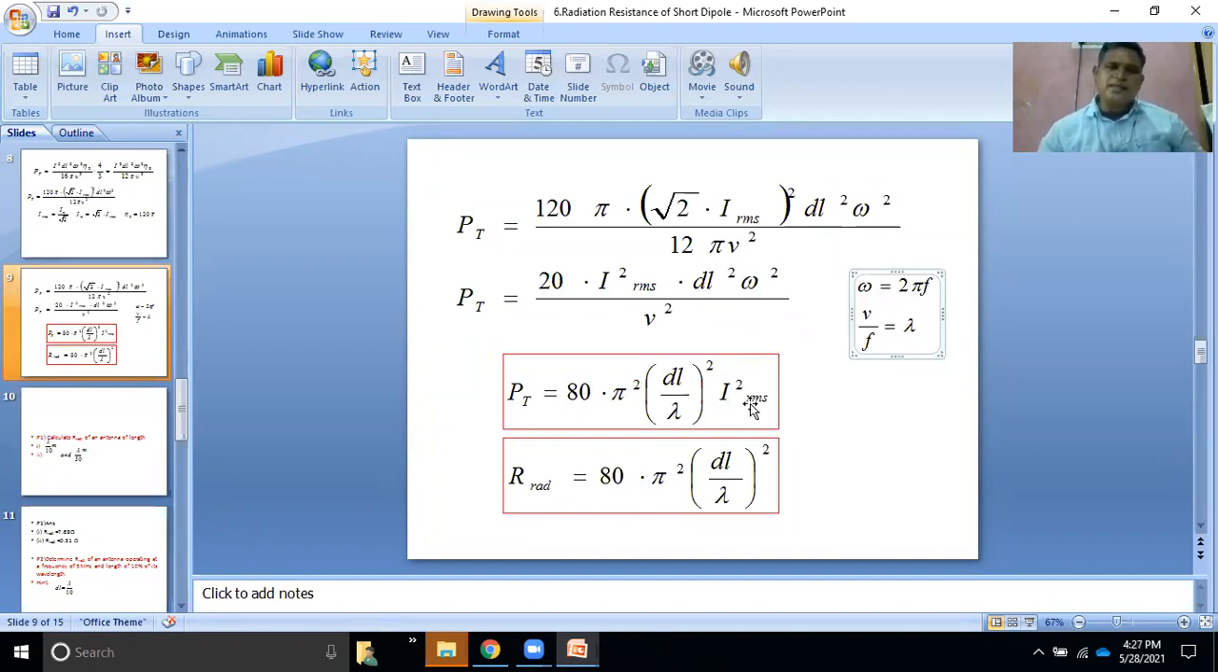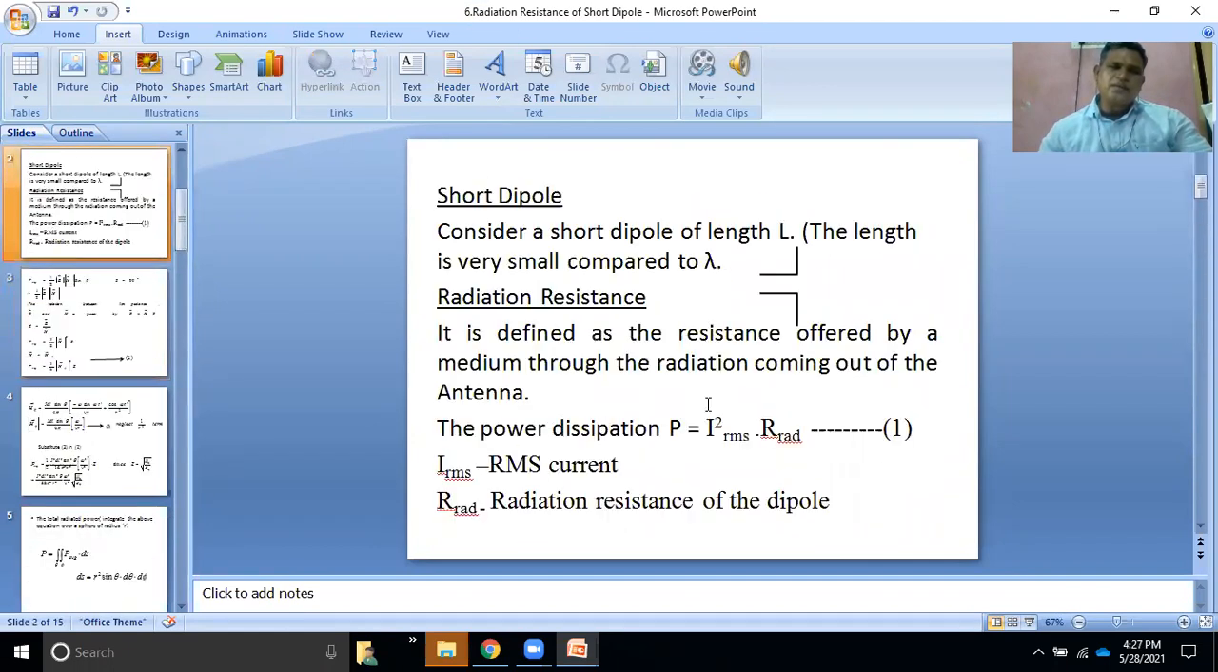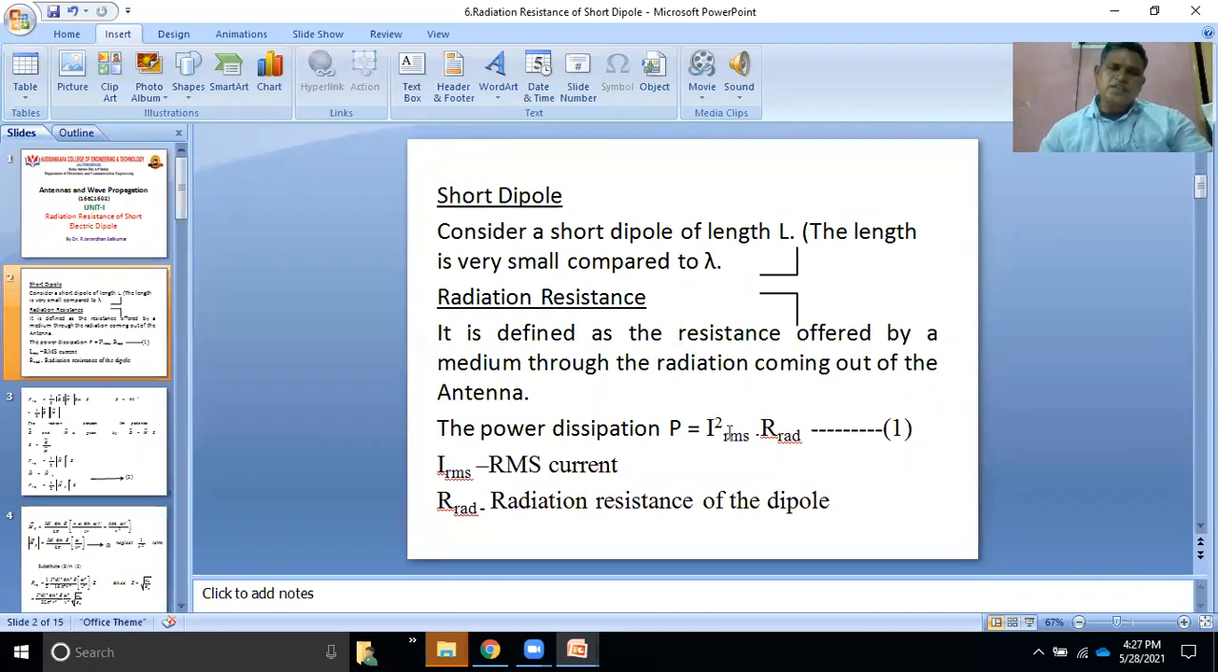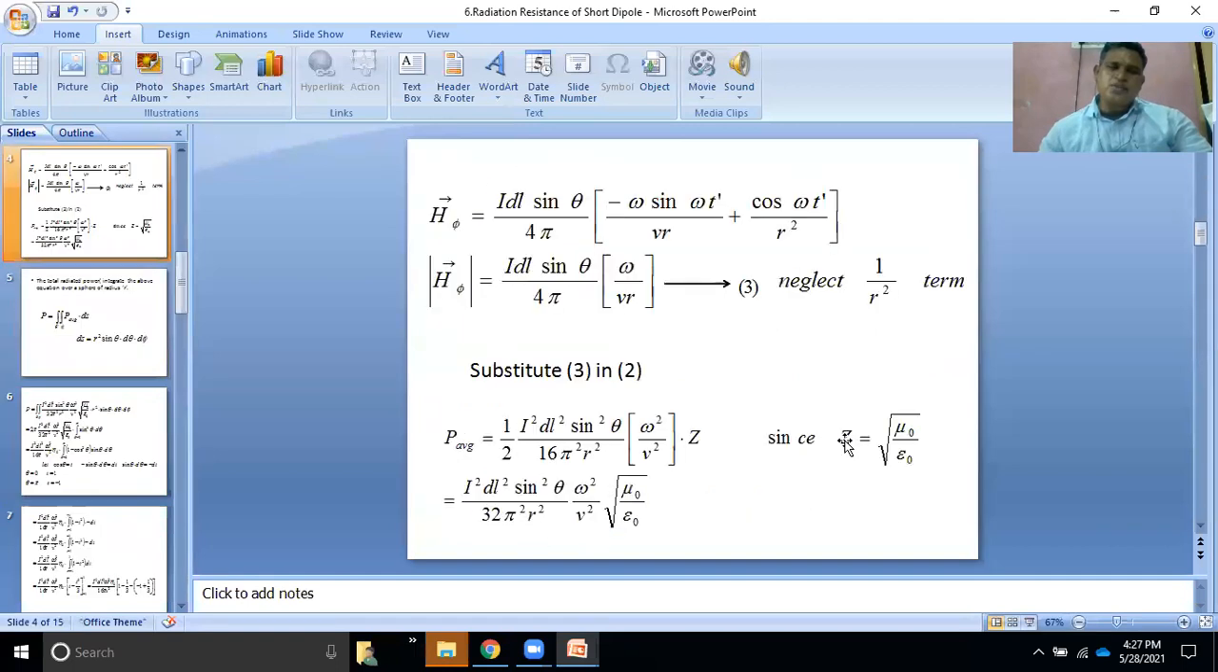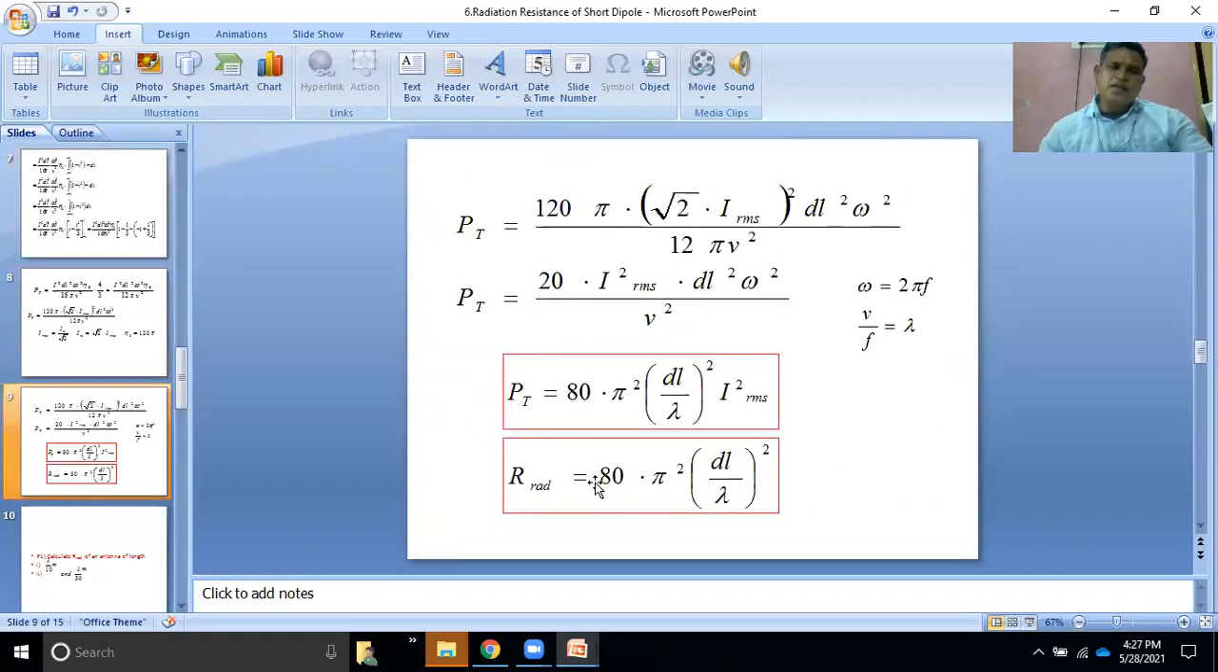Now comparing this total radiated power equation with equation 1, which is also total power, IRMS square into RRAD. By comparing these two equations, RRAD is equal to 80 pi square DL by lambda whole square. This is also an important derivation. It will be asked in the examination also. This is the radiation resistance of a short dipole antenna.